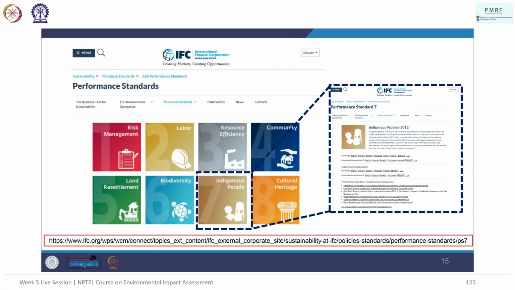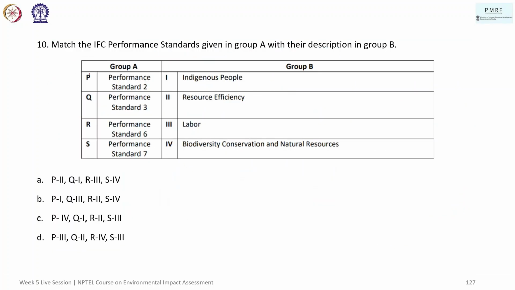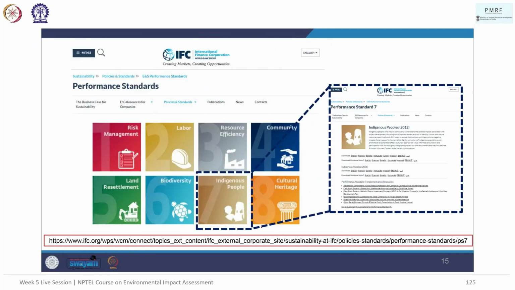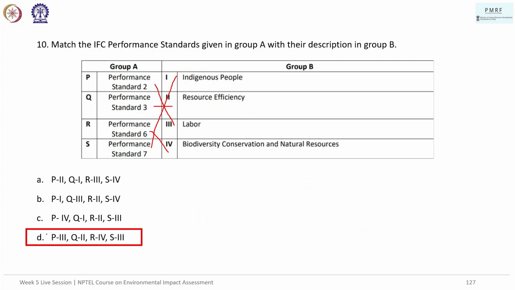So these are the slides that are sort of talking about these. So the answer is 2 is labor, 3 is resource efficiency, 6 is biodiversity, and 7 is indigenous people. So this list is something that you will have to remember, right? So the answer is actually D, and it's given as D as well. However, this is wrong. It's S is 1. So the options are slightly wrong, but even in the discussion forum, several people have pointed out that there is an issue.